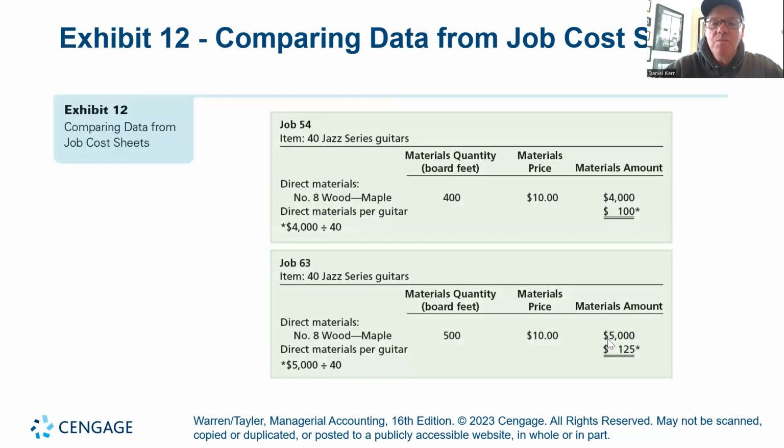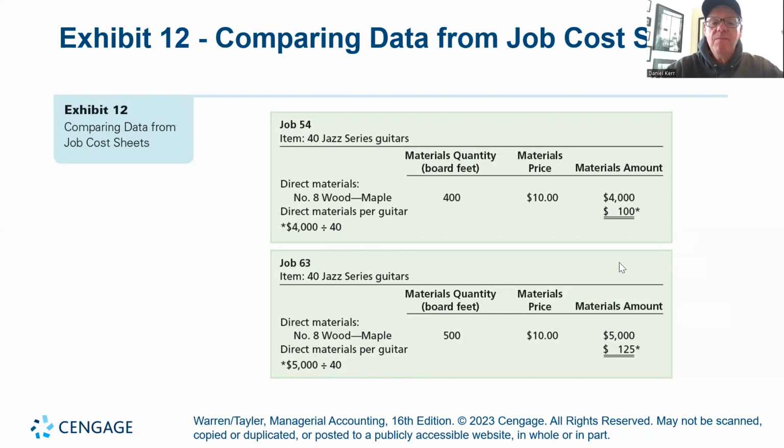Well, how is that possible, you might ask? Well, I'm glad you asked that question. So we take a look at job 54, and in job 54 they used maple, direct material maple wood. So there were 400 board feet used at a materials price of $10. So we used $4,000 worth of materials on that job. We produced 40 guitars, so the material costs are $100 a guitar. 4,000 divided by 40 gives us $100.